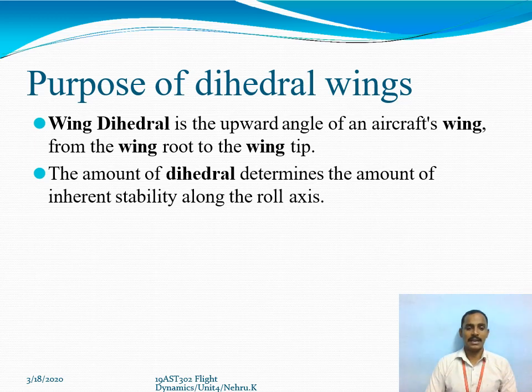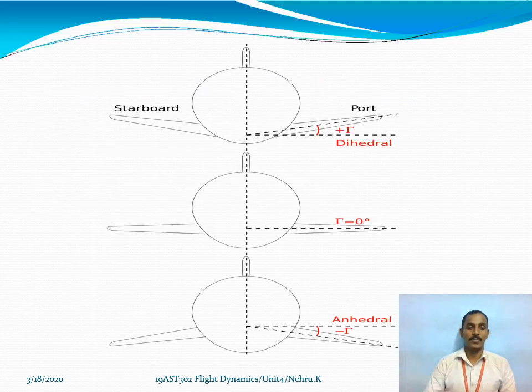The purpose of the dihedral wing is the upward angle of an aircraft wing from the wing root to the wing tip, where this understanding helps to give more understanding of the wing position. The amount of dihedral determines the amount of inherent stability along the roll axis. So how much dihedral the wing configuration or the aircraft has determines how stable it is in the roll axis, or how it avoids rolling, or rolling control.